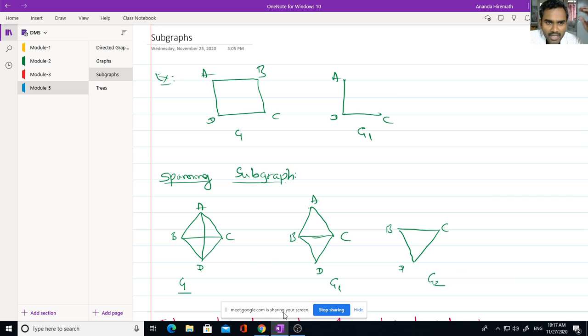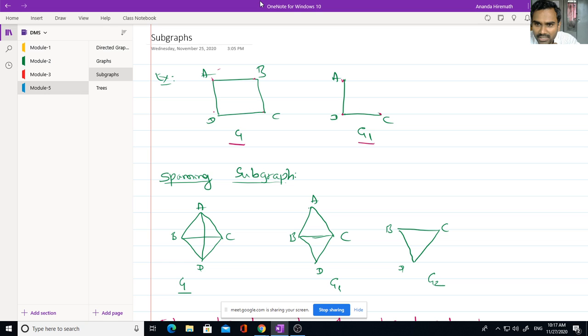Okay, now I'm going to explain subgraphs. Now let us consider a graph as shown here, G. It has four vertices A, B, C, D. Now there is one more graph G1, and it has three vertices A, D, C.